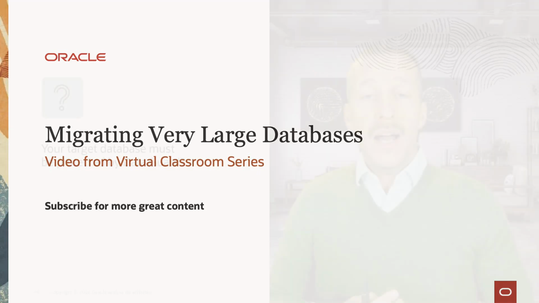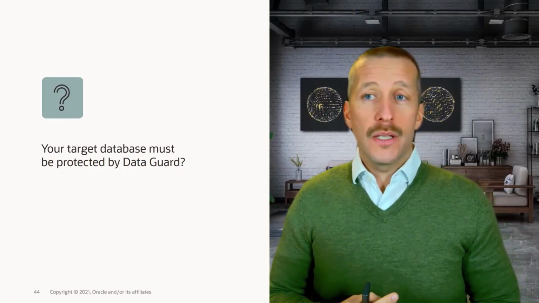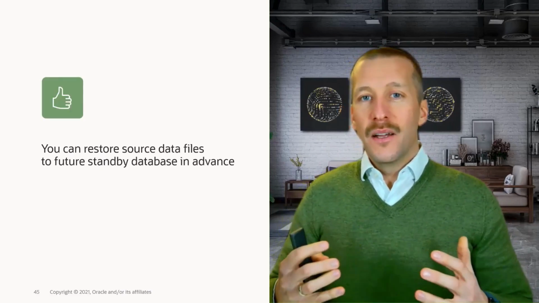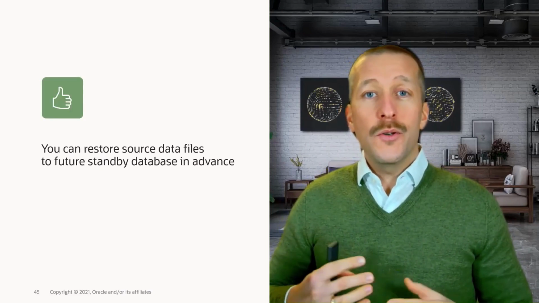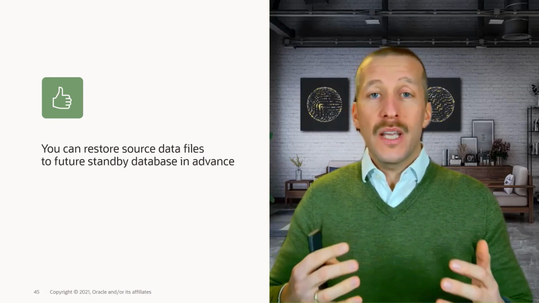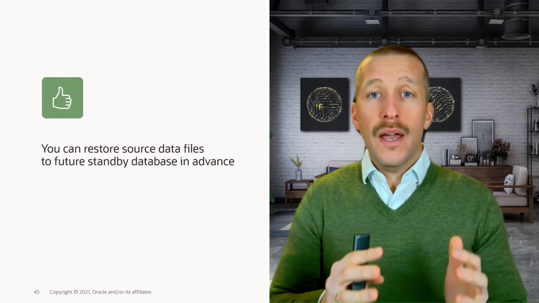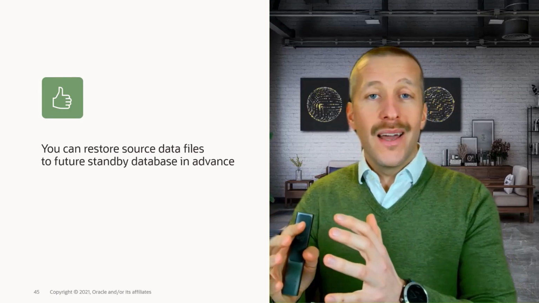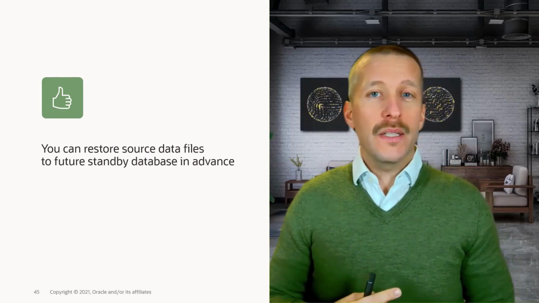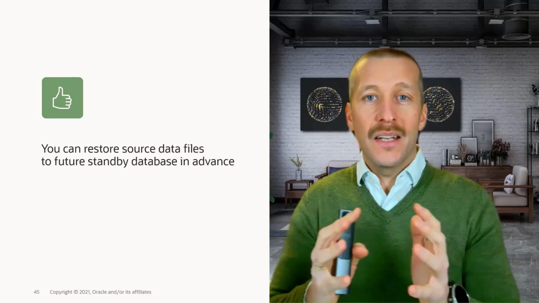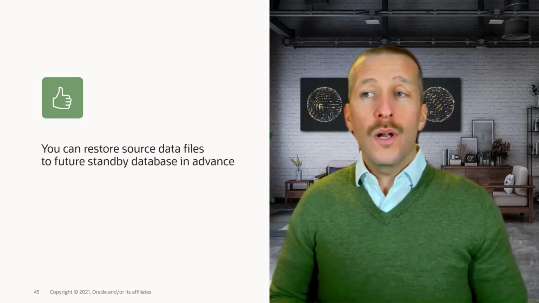The future target database has to be protected by Data Guard. With RMAN incremental backups, you can restore and recover the same backups to the future primary and the future standby database. And thus, the process of building the standby database inside the maintenance window will be a lot easier.